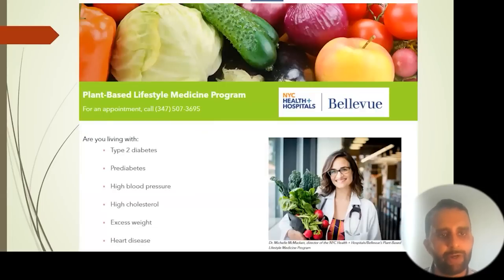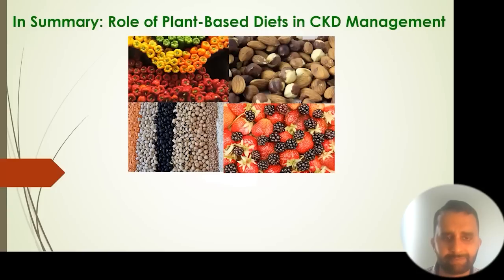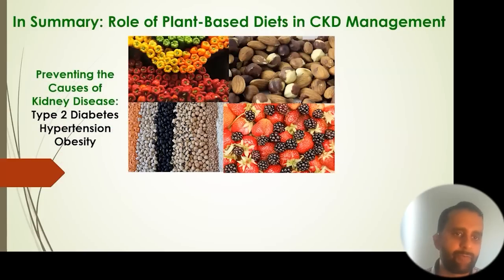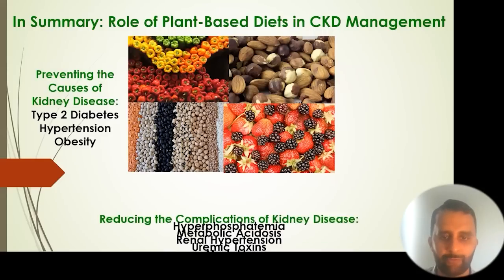I've been very privileged to work here at Bellevue Hospital in our plant-based lifestyle medicine program, which helps patients eat healthier, exercise more, reduce stress, and live a healthier life in the hopes of preventing complications of diseases. So in summary, plant-based diets in kidney disease can prevent the causes of kidney disease like diabetes, hypertension, obesity. If you already have these diseases, it can help prevent the progression. It can help control them. Not everyone has a miraculous cure, but most people have some improvement, certainly.